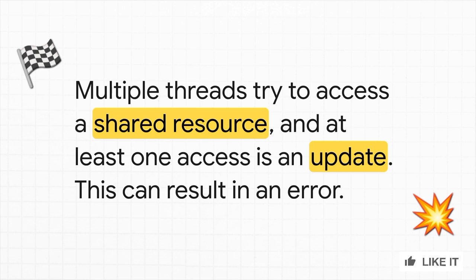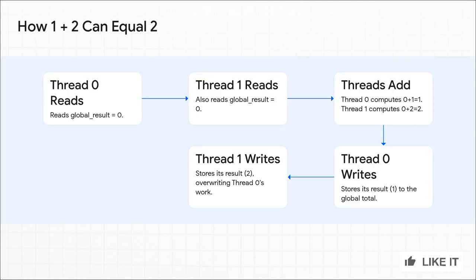But because all the threads are basically tripping over each other to update that one variable, the final result can be just wrong. Let me show you exactly how something as simple as 1 plus 2 can end up equaling 2. Okay, walk with me here. Let's say the total starts at 0. Thread 0 reads the total. It sees 0. But before it can do anything, thread 1 also reads the total. It also sees 0. Now thread 0 does its math and writes its result 1 back to the total. Great, the total is now 1. But then thread 1, who still thinks the total was 0, writes its result 2 and completely overwrites the work that thread 0 just did. The final answer is 2, not 3. That's a classic race condition.